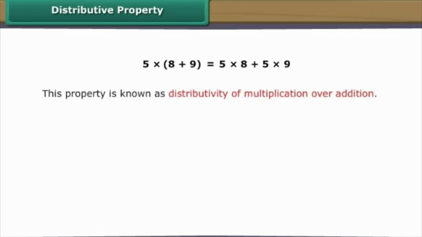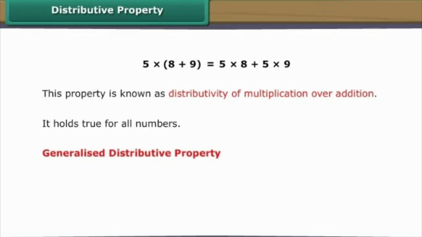Distributive property. Look at this expression: 5 into bracket starts 8 plus 9 bracket closes. It can also be written as 5 into 8 plus 5 into 9. This property is known as distributivity of multiplication over addition. It holds true for all numbers.